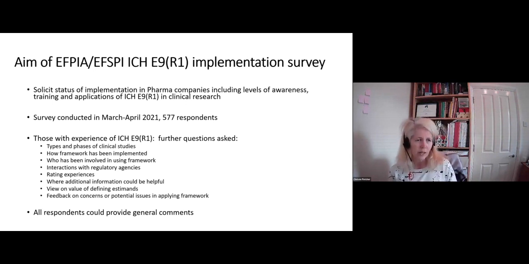But I will share with you some of the highlights of the survey. I am writing a publication of this, which will hopefully come out in the next month or so. We asked for feedback on where you have used estimands and the framework. Who's been involved? Have you interacted with the regulatory agencies? What has been your experience? Where could additional information be helpful? Has it added value? And where do you see some feedback on what you've experienced so far?